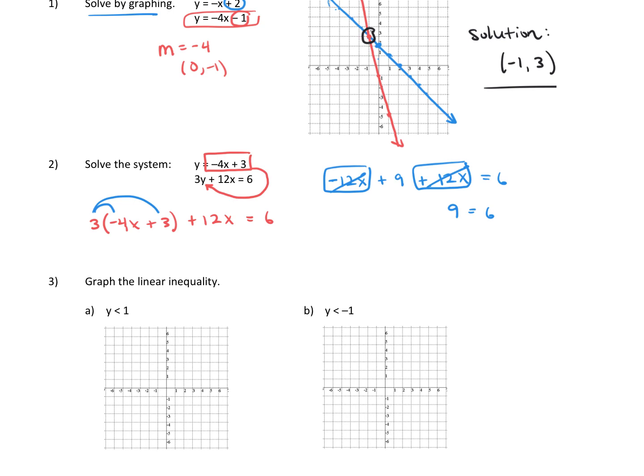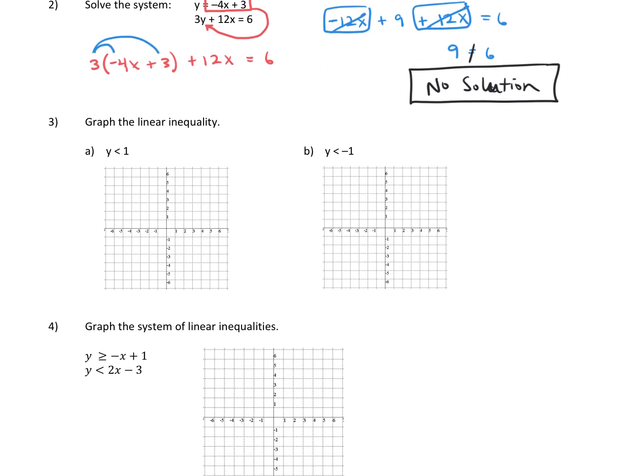Is 9 equal to 6? Because 9 is not equal to 6, that means that there is no solution to the system. If we were to graph it, these two lines would be parallel. They would never cross. So there is not one point that they share.